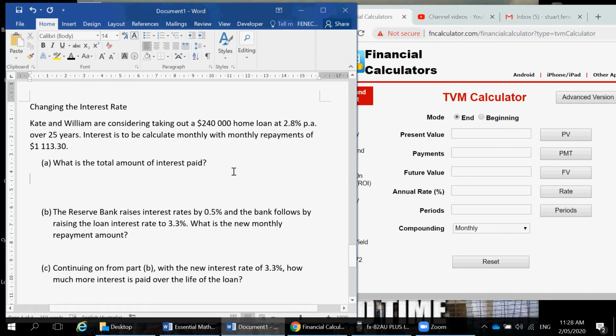Anyway, so Kate and William are considering taking out a $240,000 home loan at 2.8% per annum over 25 years. Interest is to be charged monthly, with monthly repayments of $1,113.30. So in this question, we're going to look at the current situation, and then we're going to see what happens if the interest rate changes.